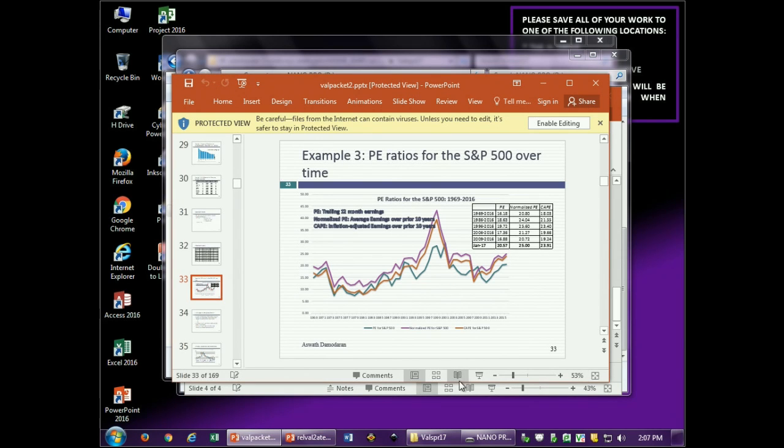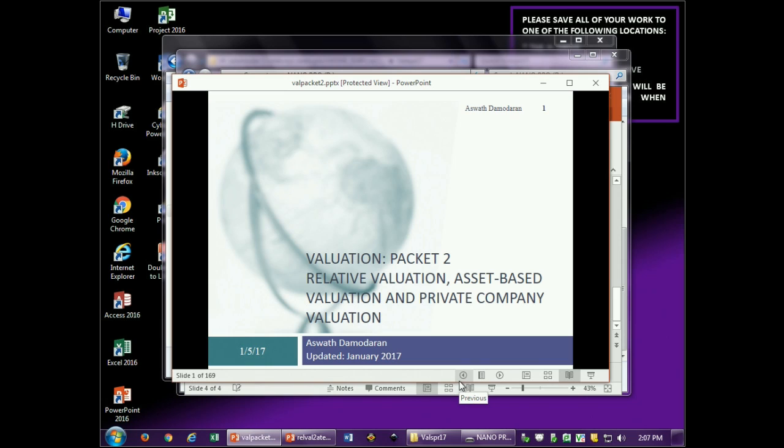So let me go back to what I was doing towards the end of the last class. I was playing the role of a naive analyst, an analyst who just looked at PE ratios and asked you to do something. And I said, push back. Tell me what I'm missing.